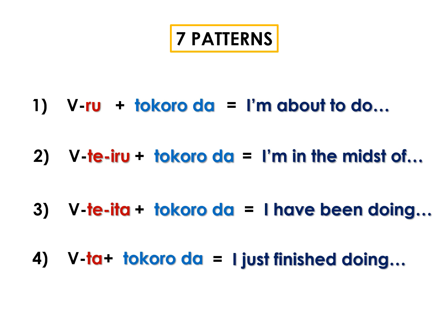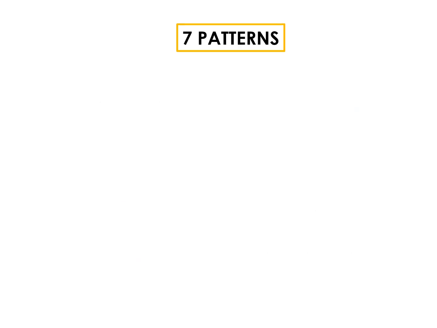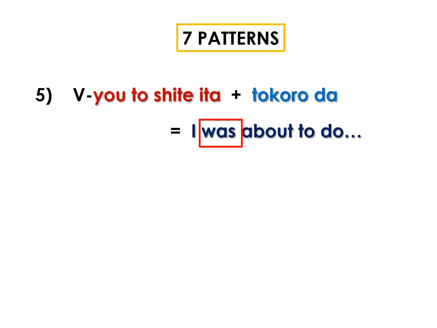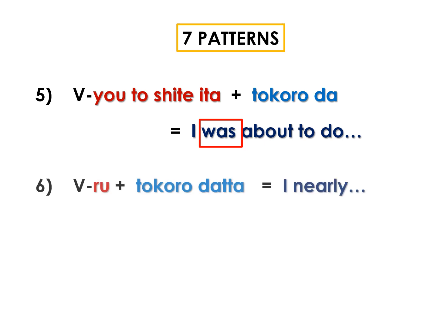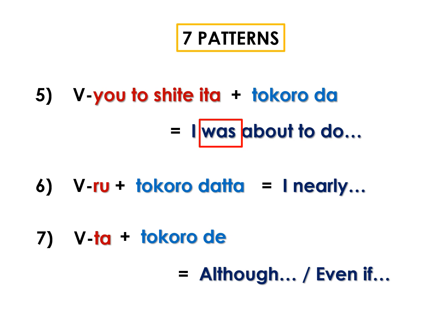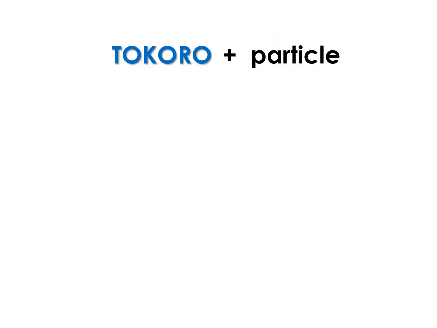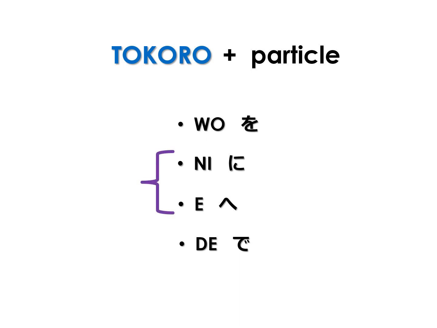These 4 are very commonly used patterns. The other patterns are yo to shite-ita tokoro da, which means I was about to do something. Ru tokoro datta means I almost or nearly did something. And ta tokoro de, which means although or even if. The pseudonoun tokoro can also combine with particles tokoro wo, tokoro ni, tokoro e, tokoro de to give various meanings to time or state of being.